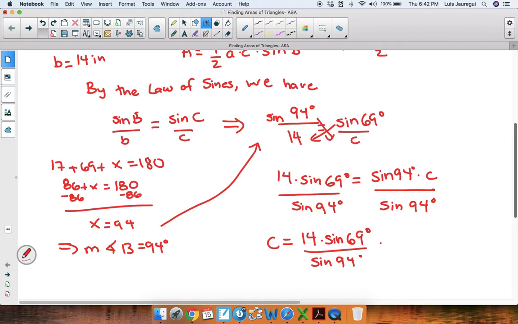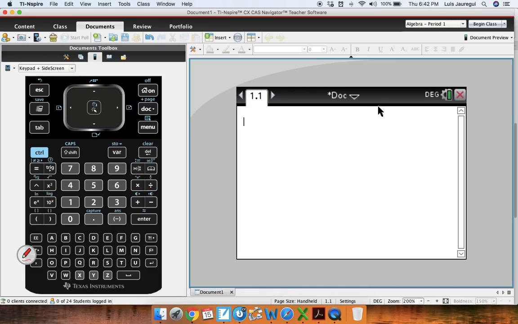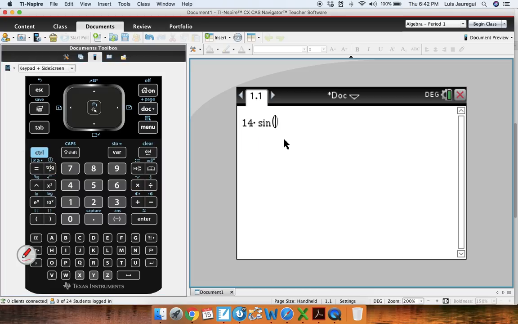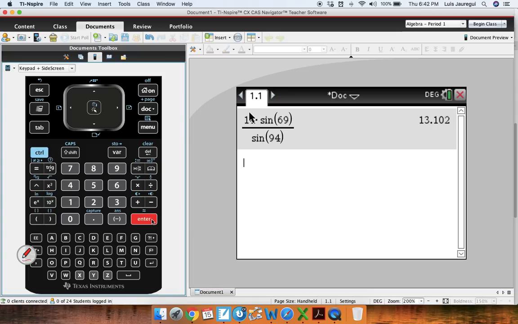So it will be good to get an approximation. For that, we can use technology. In my case, I'm going to use the TI Inspire. And let's make sure that our Inspire is in degree mode. Now notice here the mode is in degree already, so I can go ahead and type in the following: 14 times sine of 69 degrees, divided by sine of 94 degrees. And I'm going to hit Control Enter so we can get an approximation.